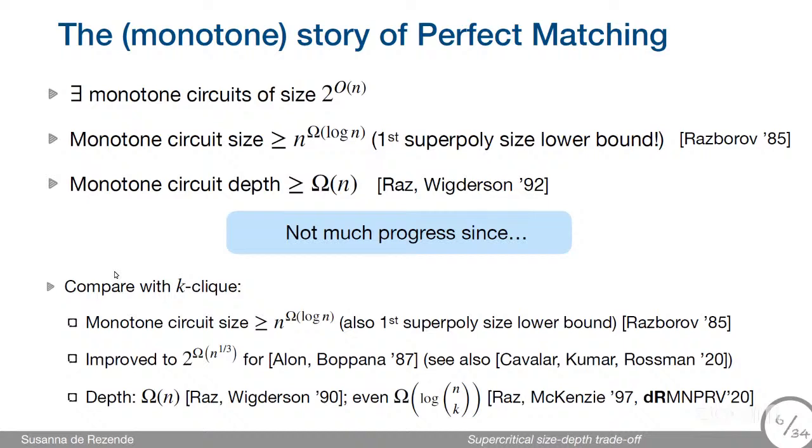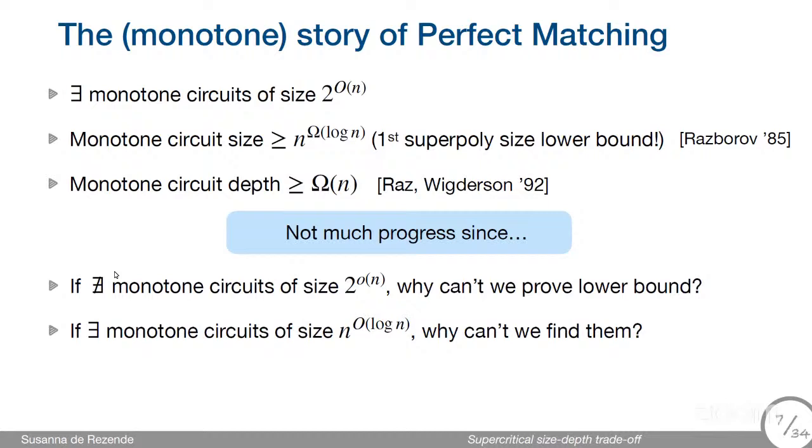Again, there were depth lower bounds, and these can even exactly match the formula size, which is just looking at all subsets of size k. So you can get the exact depth. So for formulas, again, it's very tight. But for circuits here, we actually have exponential lower bounds, but not for matching.